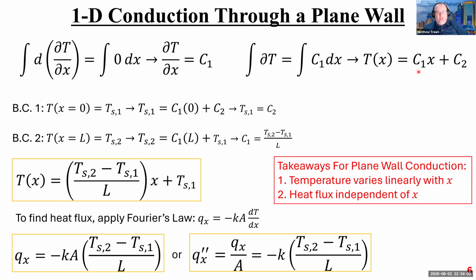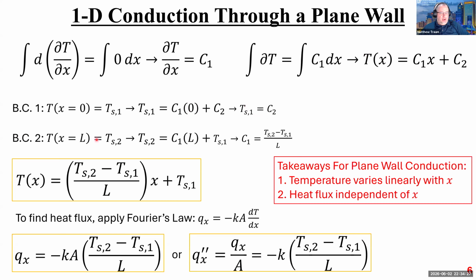Okay, so now in order to pin down these constants, I've got to put in my boundary conditions. The first boundary condition was that at x equals 0, the temperature is the surface temperature of 1. So I plug that in here. The surface temperature 1 is equal to C1 times 0 plus C2, so here's the 0 for x. And that gives me that C2 is just equal to the surface temperature at location 1.